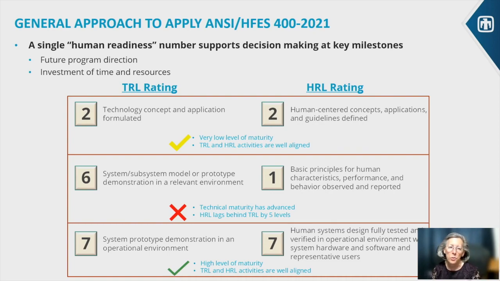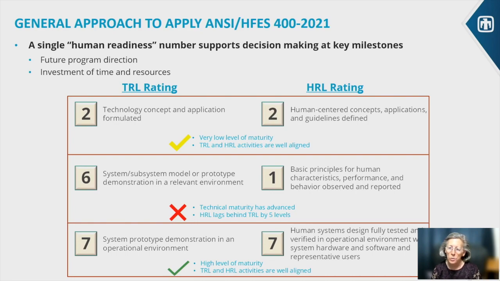The first one is a TRL of 2 and an HRL of 2. So good news, we're aligned 1-to-1, but we're also very, very early in the process. So very low level of maturity for both human readiness and technical maturity. So we don't know what can happen in later phases.